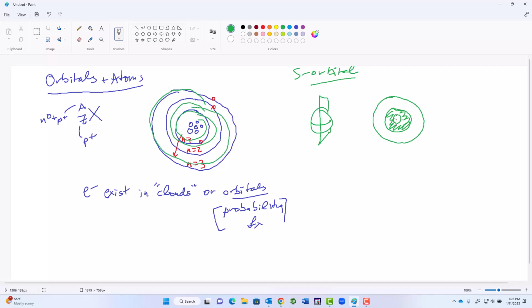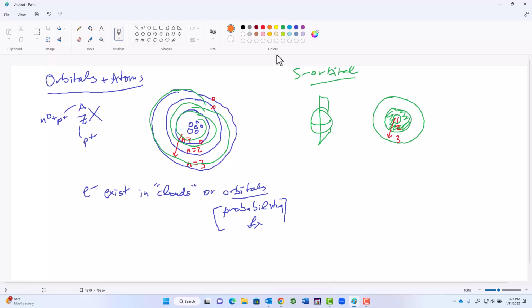But this is a little bit more accurate. It's not concentric circles, it's actually concentric spheres. So what this would tell us is that this innermost sphere is n equals 1, then n equals 2, then n equals 3. As we move further out, we're moving both higher in energy and further away from the nucleus.